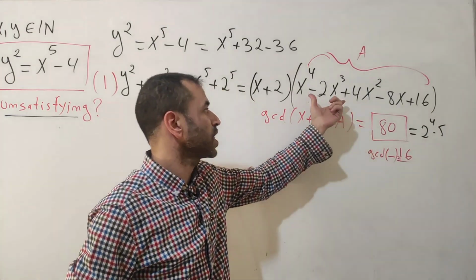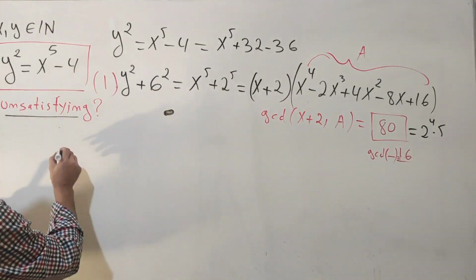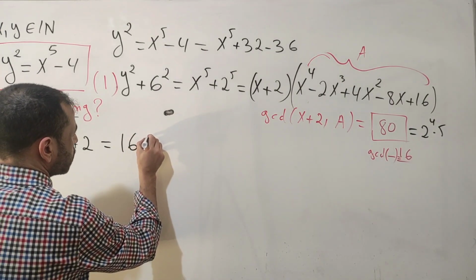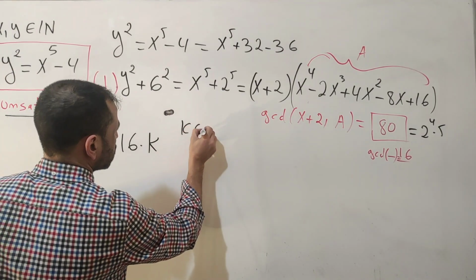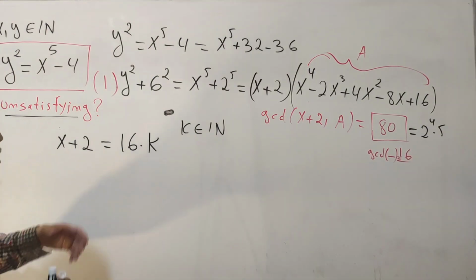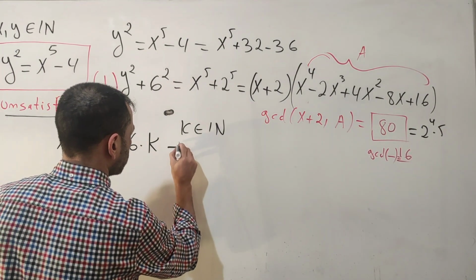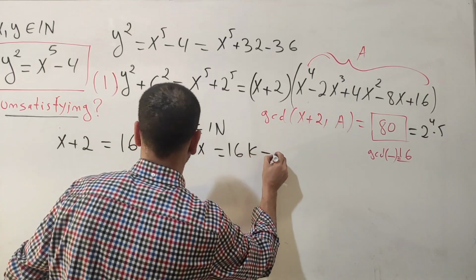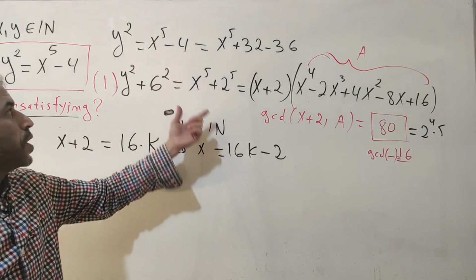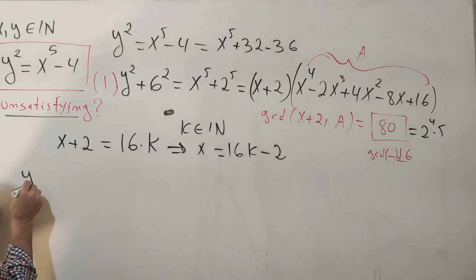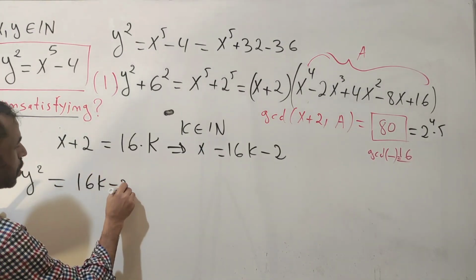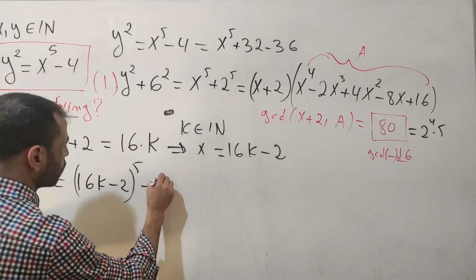So since we have 16 as a common divisor here, which means x plus 2 is going to take the number 16 multiplied by k, where k is some natural number. So we don't care about what k is. Now I'm going to extract x from here. So I get x equals 16k minus 2. Now let's take this one and replace it into the original equation. So I get y squared, which equals x to the fifth, replaced with 16k minus 2 all raised to the fifth, minus 4.